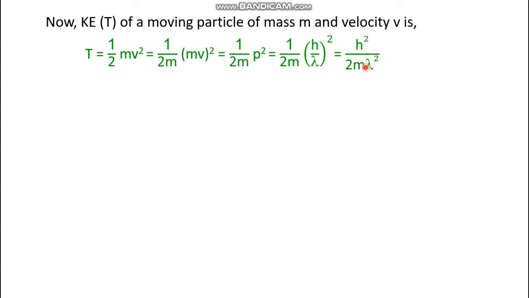Yes, I have made the correction by pausing the recording here. It was coming as L in English letter, but in Greek letter L becomes lambda. So we have made the correction here. So this is nothing but as a whole h square by twice pi into lambda square.